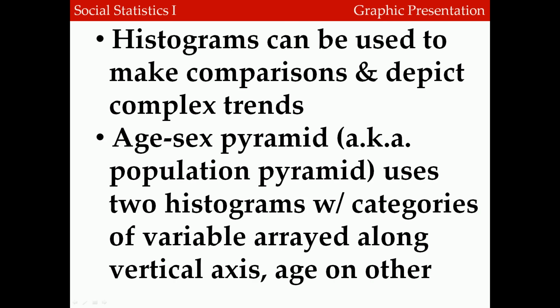Histograms can actually be used to make comparisons and depict more complex trends. As an example of that, consider something like the following. The next slide will show an age-sex pyramid, what's also known as a population pyramid. That's something that's frequently used in demography to show the age and sex structure of a population at a given point in time. Basically, it's two histograms that are put together with the categories of the variable arrayed along the vertical axis and age on the other axis.